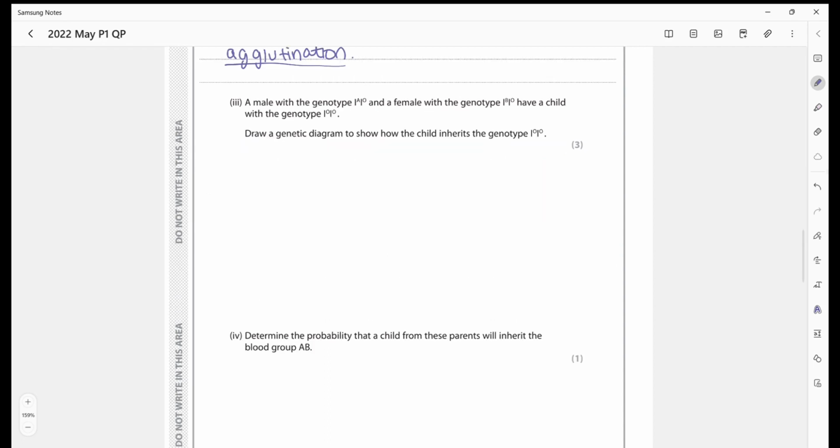A male with the genotype IAIO and a female with the genotype IBIO have a child with a genotype IOIO. Draw a genetic diagram to show how the child inherits the genotype IOIO. So this is personally how I would do it. I would draw out a Punnett square. So let's say this is the male. This would be IA. This would be IO. This is the female. This would be IB. This would be IO.